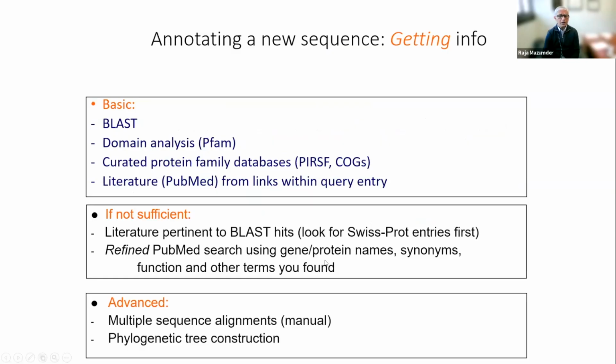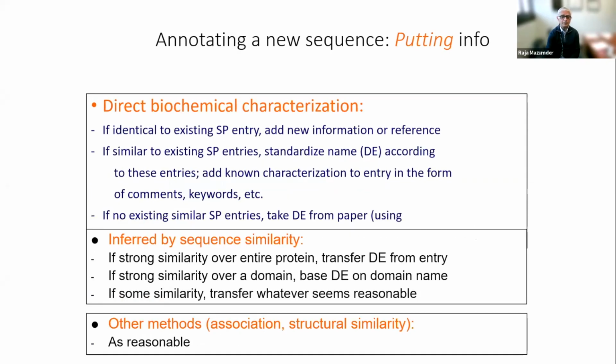So from annotating a protein and getting information, you can do BLAST, Pfam analysis. If it is not sufficient, look at literature pertinent to BLAST hits. You can start looking at the papers that the BLAST results produce. And then the advanced one is you start looking at evolutionary analysis. You generate phylogenetic trees and look at what function you can assign to each of the nodes, and any children underneath that node, you can say, okay, this is the function most probably these sets of proteins have.